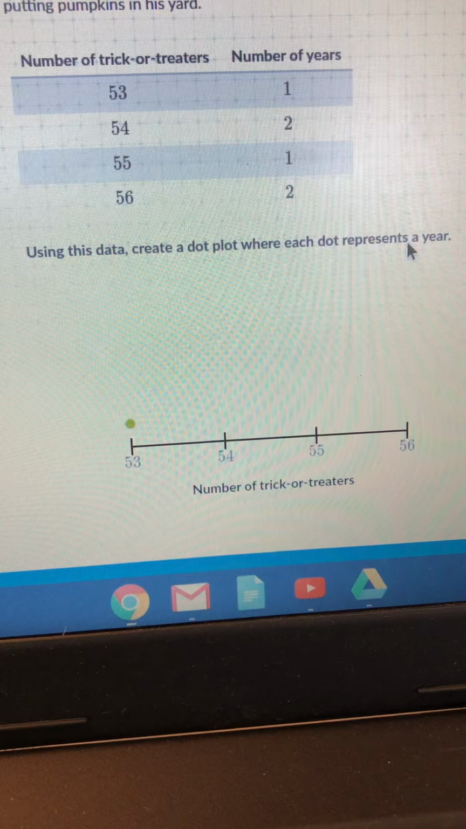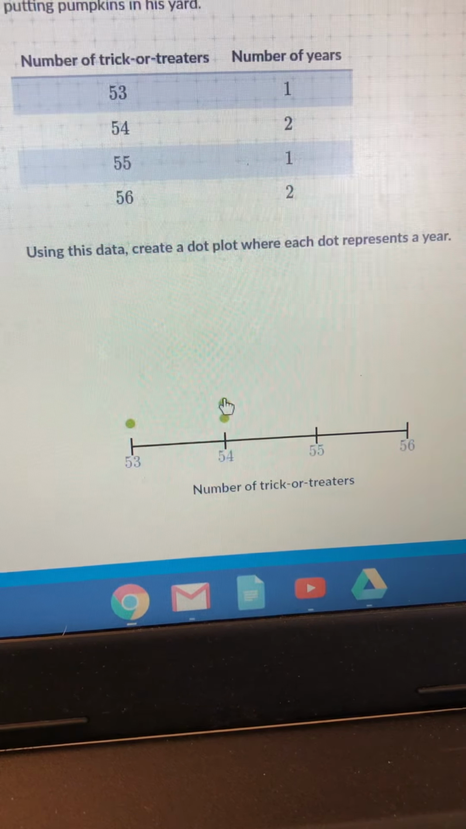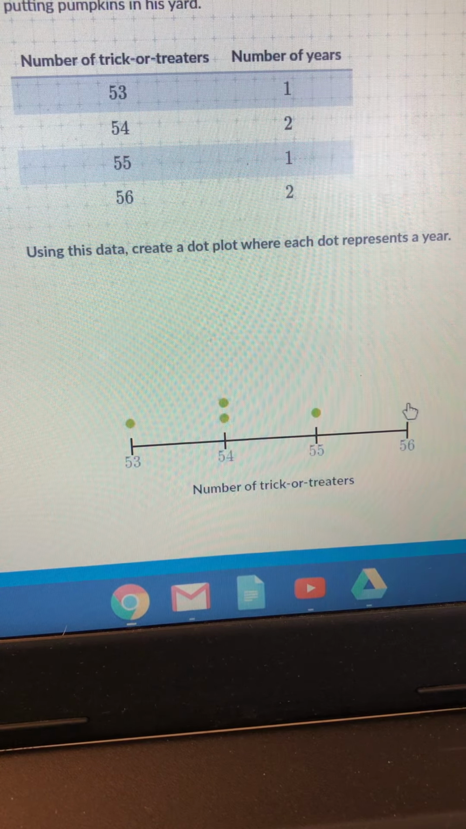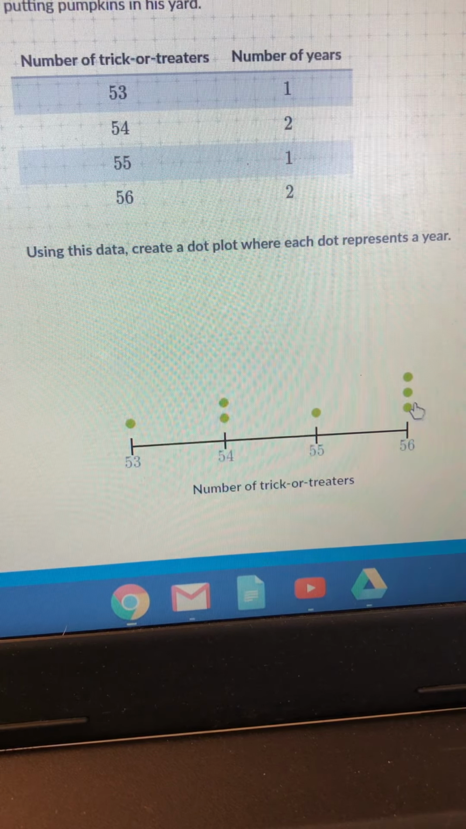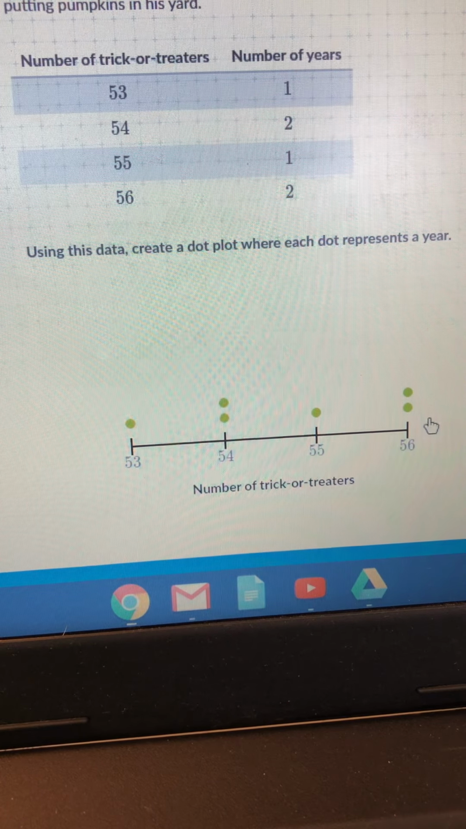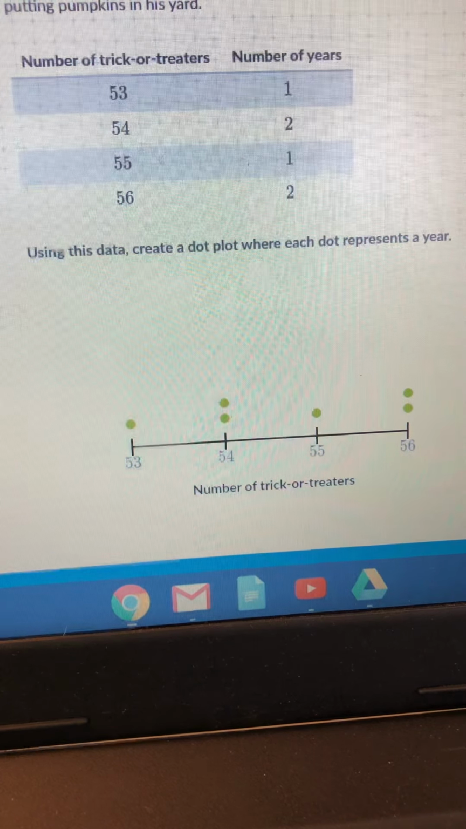Very clear right here. For 54, there are 2 years, that means I need 2 dots. 55, there should be 1 dot. 56, there should be 2 dots, okay? Uh-oh, what happened again? I clicked again somehow and it made it 3, so be careful. Make sure you count them up, 2, 3, 4, 5, 6, and up here I should have 2 plus 1 is 3, plus another 3 is 6, all right?